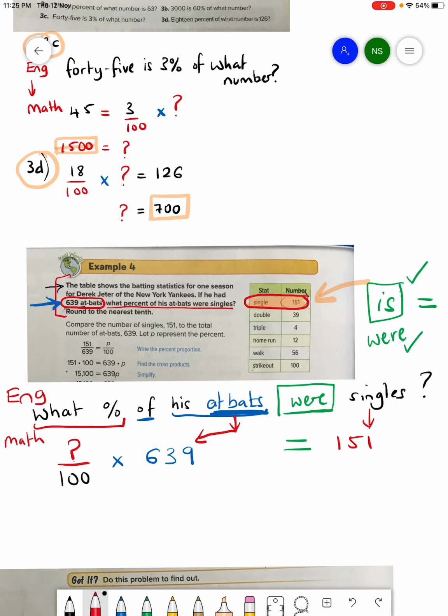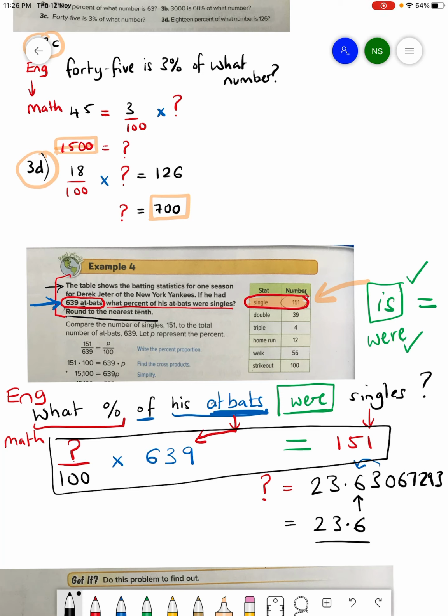So working out the maths, I'll go straight over to the calculation and show you the answer. You should get 23.63067293, but they said round to the nearest tenth, so I'm looking at that number. I look at the number after to see if I keep or round up. I keep, so the final answer is 23.6. So if you work on this maths here and you cross multiply, you should get an answer of 23.6.